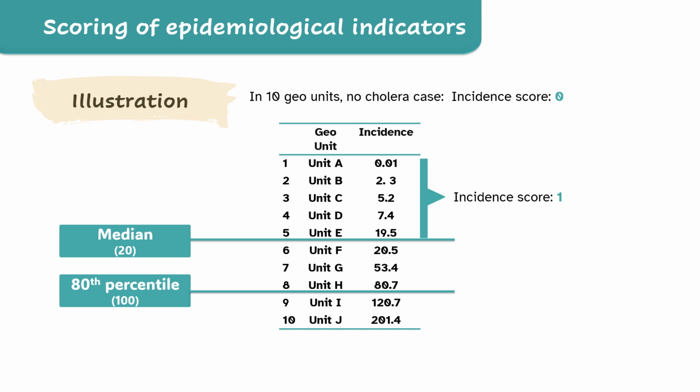These geographic units score 1 for incidence. 3 geographic units have an incidence above the median and below the 80th percentile. These geographic units score 2 for incidence. Lastly, 2 geographic units have an incidence above the 80th percentile. These geographic units score 3 for incidence.